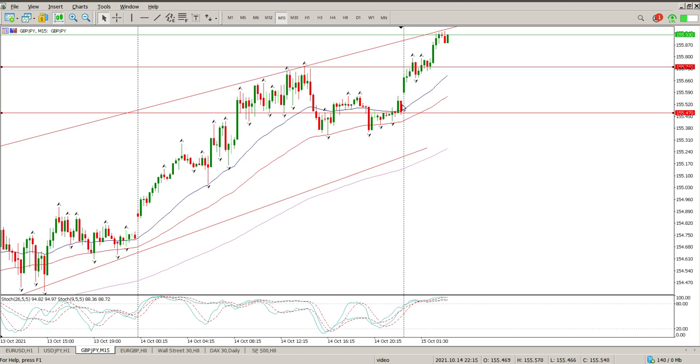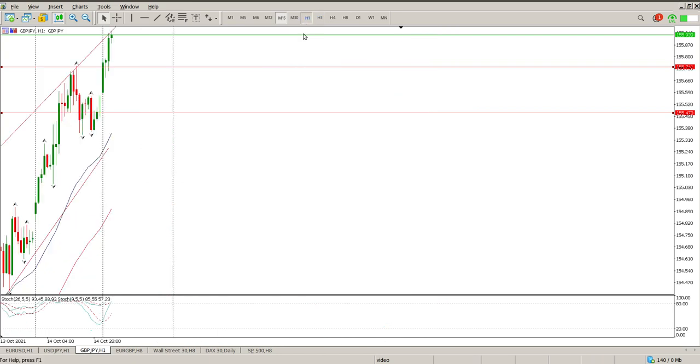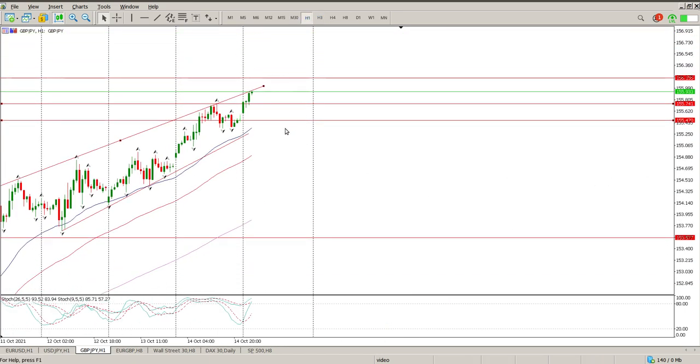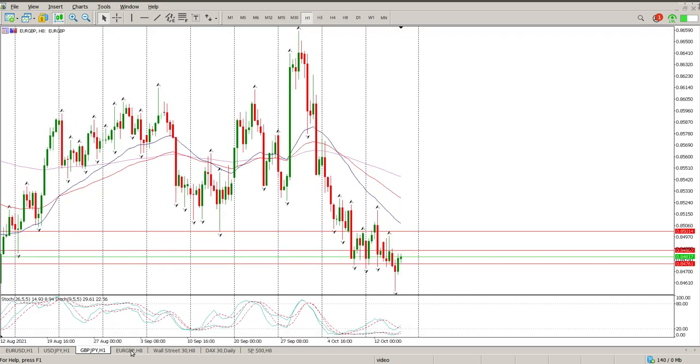This gap is going to act as a magnet. This one will also act as a magnet. The big question is, when is that magnet going to play out? So I'd prefer a little bit of structure back to the downside and then opportunities to buy. So I'm on the sidelines with British pound, Japanese yen.